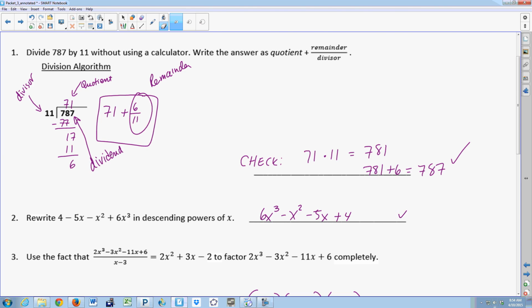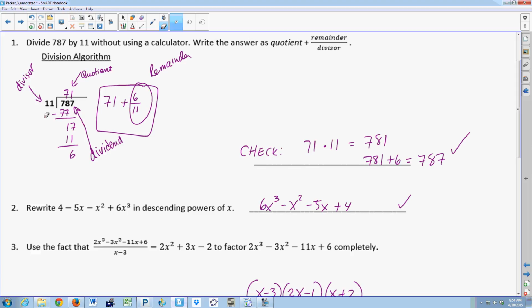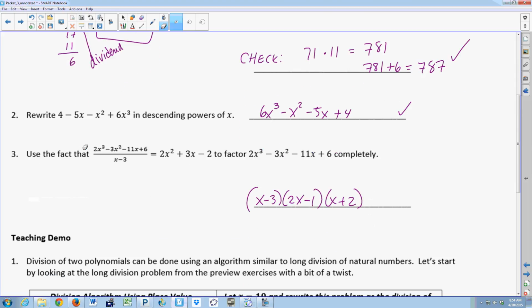Nobody had problems with this one. And then this one is to get you to use some of the ideas you know about long division with numbers to now apply it to algebra. If I tell you that this polynomial 2x cubed minus 3x squared minus 11x plus 6 can be evenly divided by x minus 3, how do I know it's evenly divided? I don't have any remainder, right?